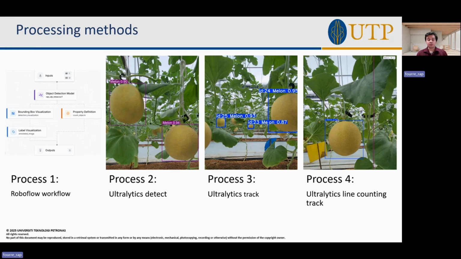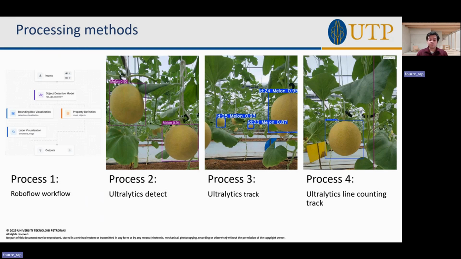For the three other processes, we used Ultralytics. This means it was computed on a local machine, and the first process was Ultralytics detect, which detects all the melons on each frame.